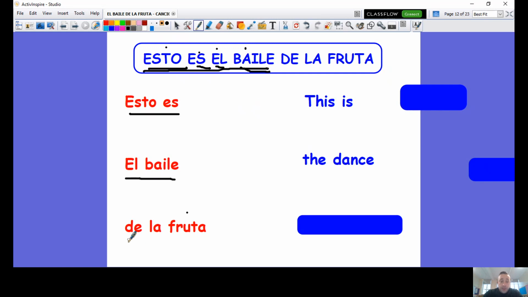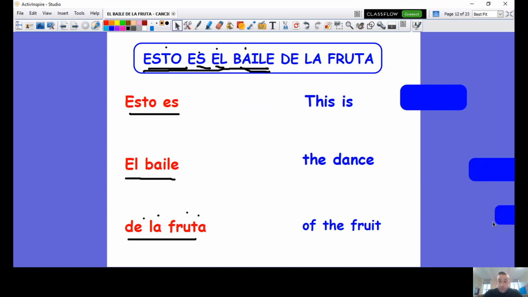Muy bien. And the last bit is this here. De la fruta. My turn. De la fruta. One more time. De la fruta. Muy bien. And that means of the fruit. So esto es el baile de la fruta means this is the dance of the fruit.